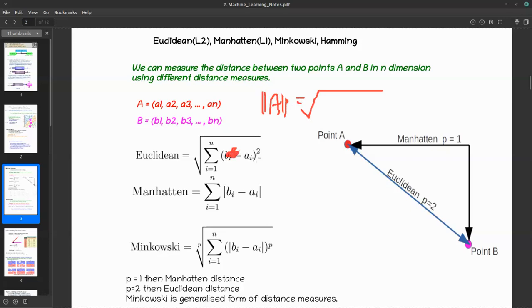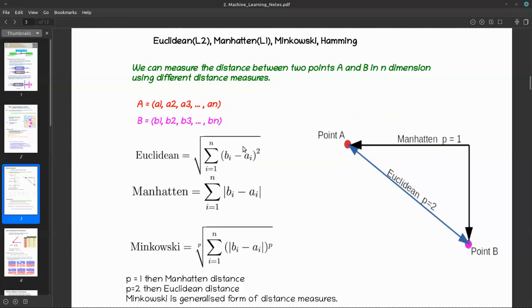b is not there, right? So ai square is nothing but a1 square, a2 square, a3 square, like this. a1 square, a2 square, and so on. So this is nothing but the second norm, right? So this is also Euclidean distance.